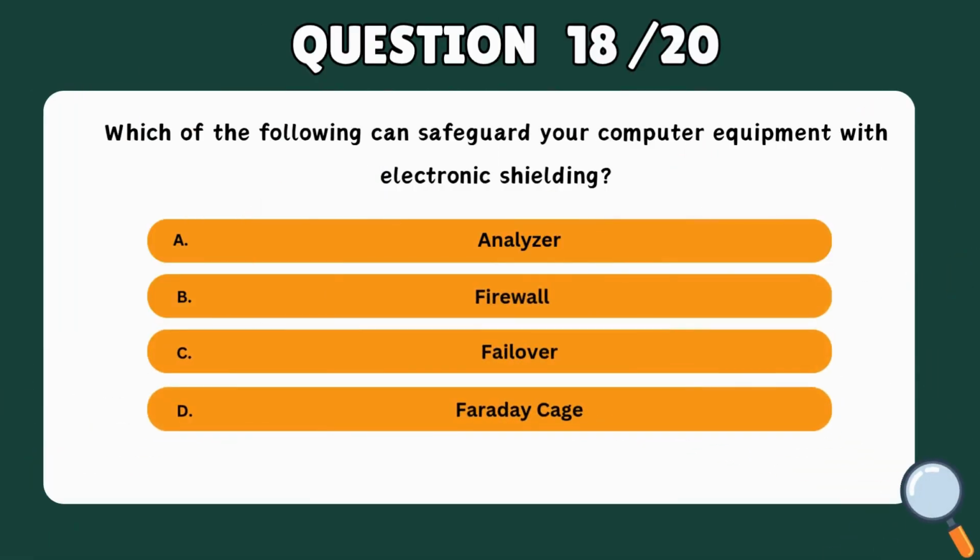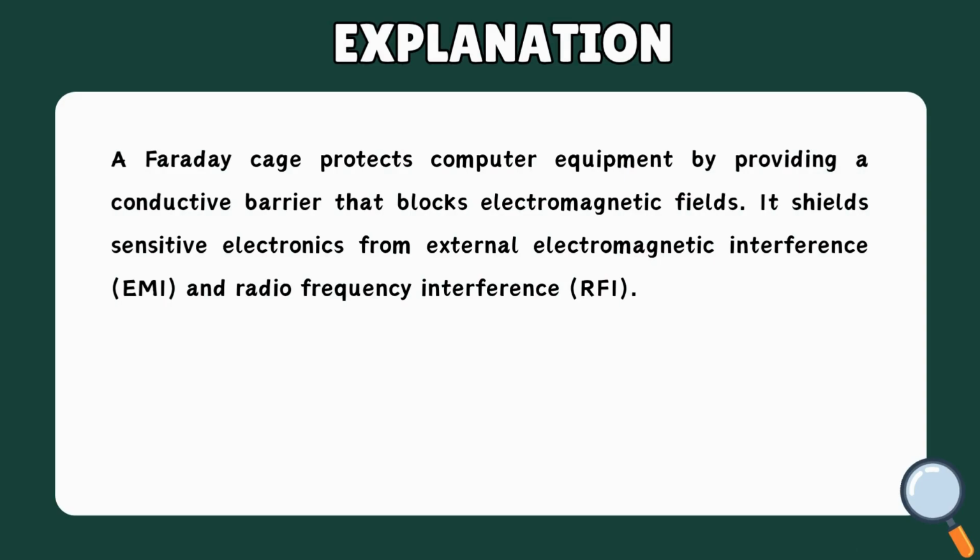Question 18. Which of the following can safeguard your computer equipment with electronic shielding? A. Analyzer. B. Firewall. C. Failover. D. Faraday cage. Correct answer: D. Faraday cage. A Faraday cage protects computer equipment by providing a conductive barrier that blocks electromagnetic fields. It shields sensitive electronics from external electromagnetic interference and radio frequency interference.